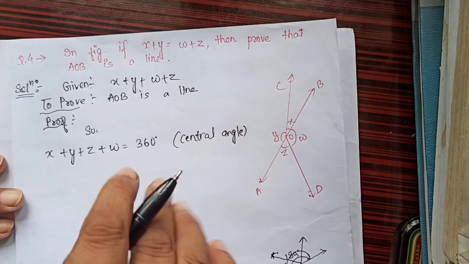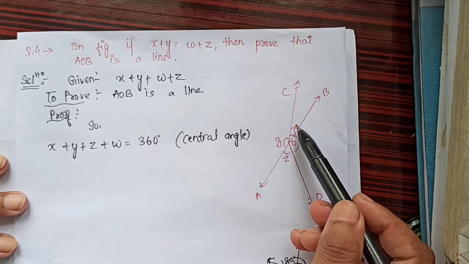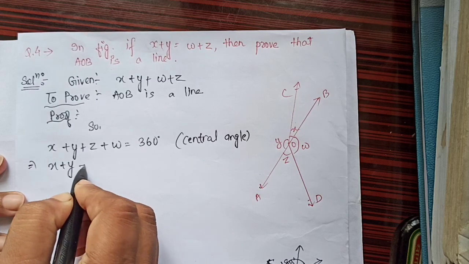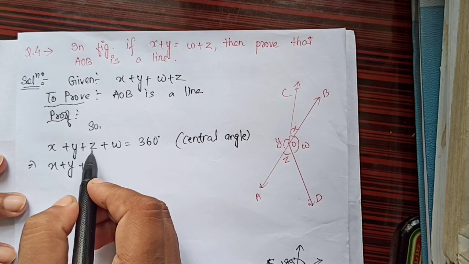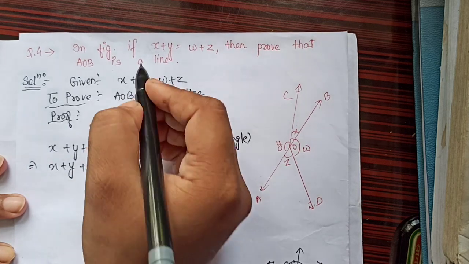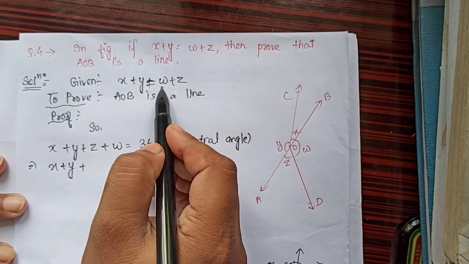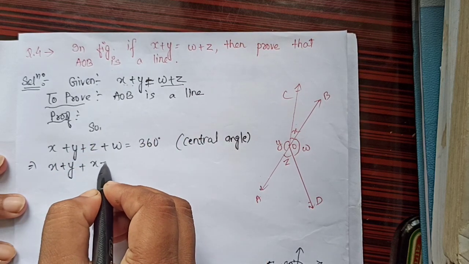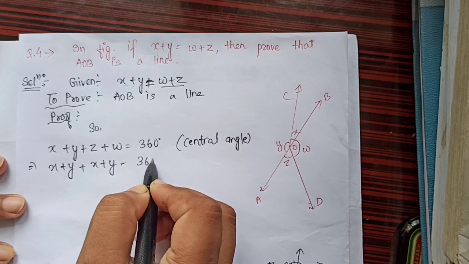And after that, what do we need here? We need x and y. So this x and y we will just keep the same. Now in place of w plus z, we can replace it here. Sorry, in place of w plus z, what can we write? We can write x plus y. So we substitute this value here: x plus y plus x plus y equals 360.